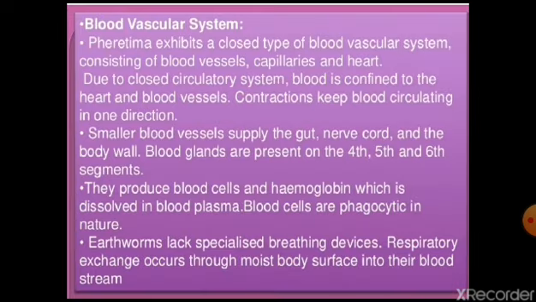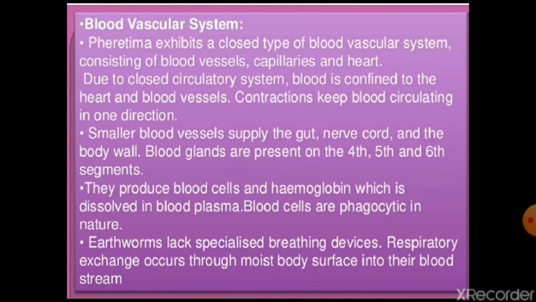Now, blood vascular system. The blood vascular system of earthworm is closed type. That means the blood vascular system consists of blood vessels, capillaries, and heart. The blood is confined in the heart and blood vessels. Contraction keeps blood circulating in one direction.